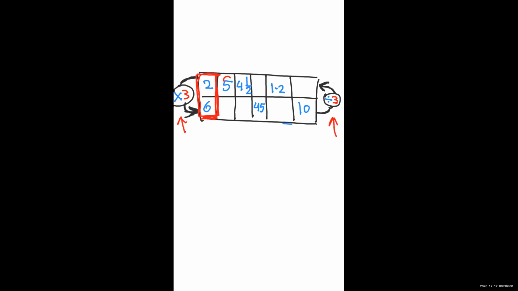Now 5 is multiplied by 3, 15. 4 and 1 over 2 multiplied by 3 equals 13 and 1 over 2. 45, now it's on the bottom, so it's divided by 3: 45 divided by 3 means 15. 1.2 multiplied by 3 is 3.6. 10 divided by 3 is 3 and 1 over 3. Exactly. So now this one is clear? Yes. Okay, great. One more example.